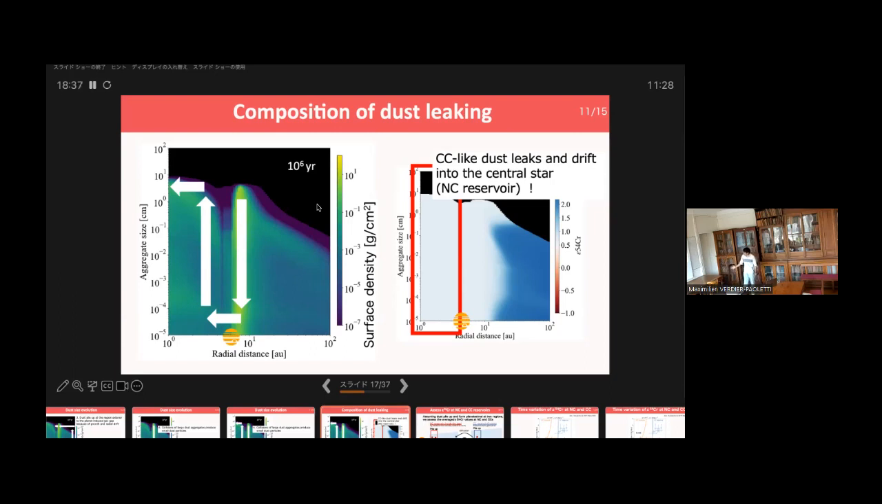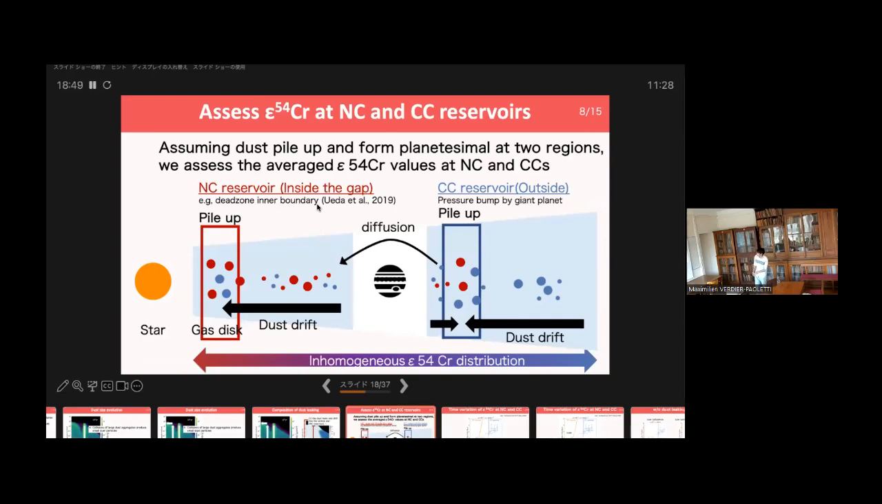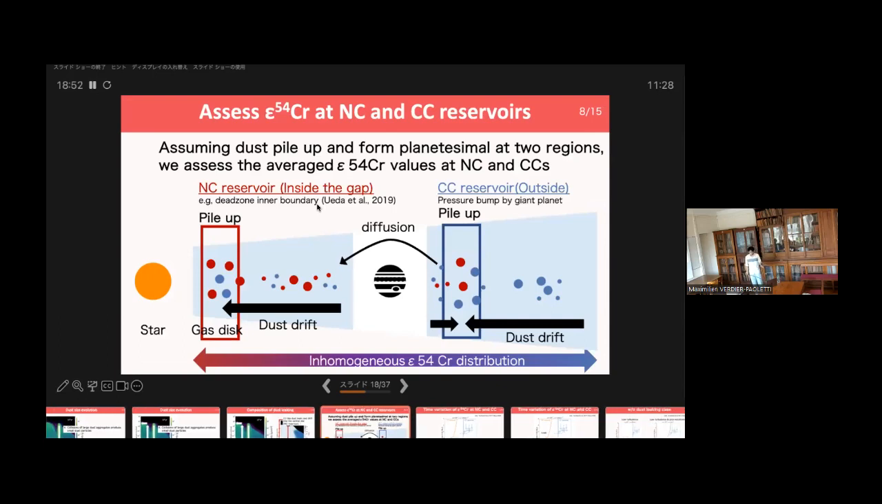So this is an example of my dust evolution simulation. To assess the correlation, we create a model to assess the correlations. Following the planetary formation theories, dust aggregates grow up to planetesimals by the accumulation of dust aggregates, through streaming instability or gravitational instability.